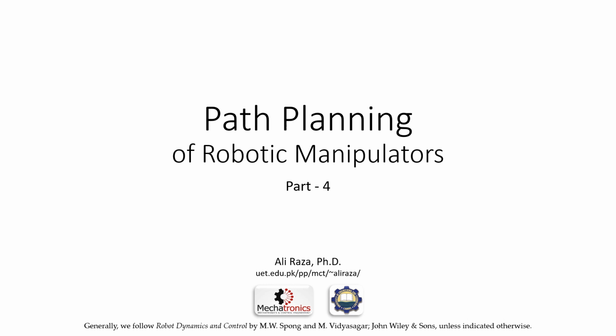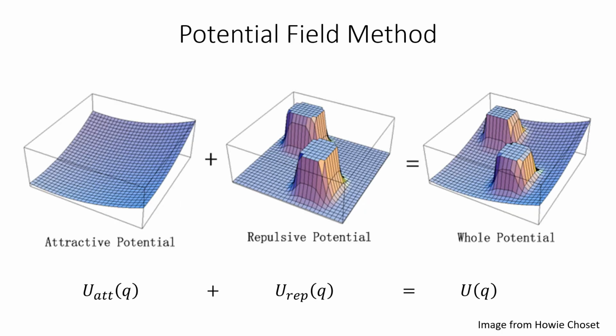Today we are going to complete the discussion on path planning of robotic manipulators. So let's quickly do that. In our previous lecture, we have pretty much completed the potential field method. And in that we realized that there are going to be two types of potentials. One, what we call attractive potential, which is going to allow the robot to start from a starting location and eventually reach to the final position.